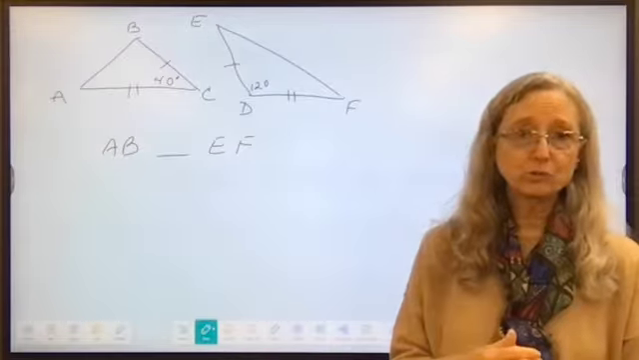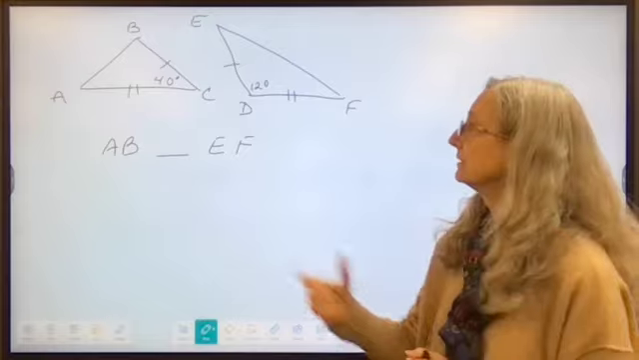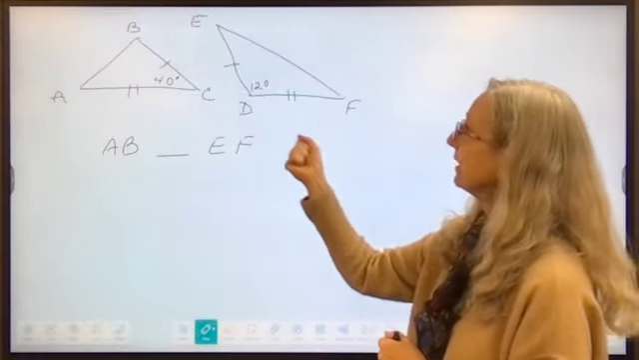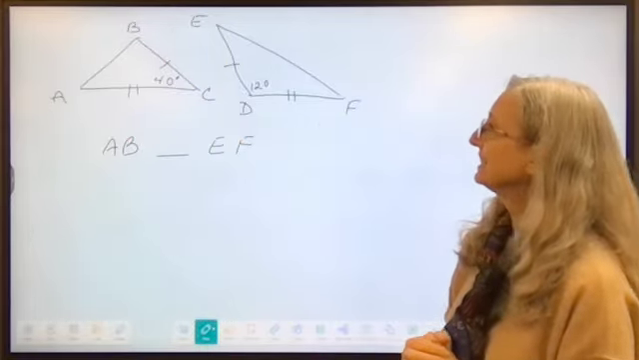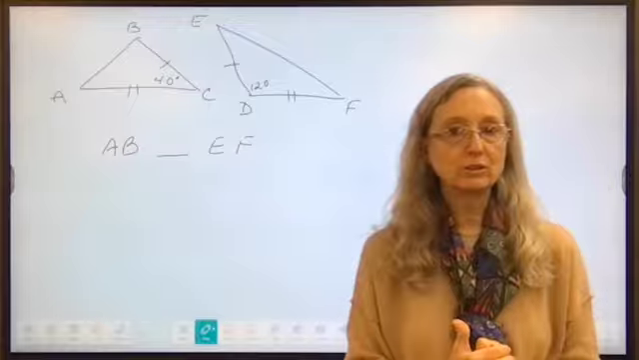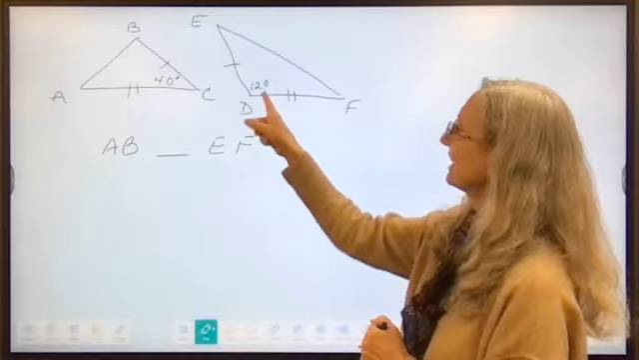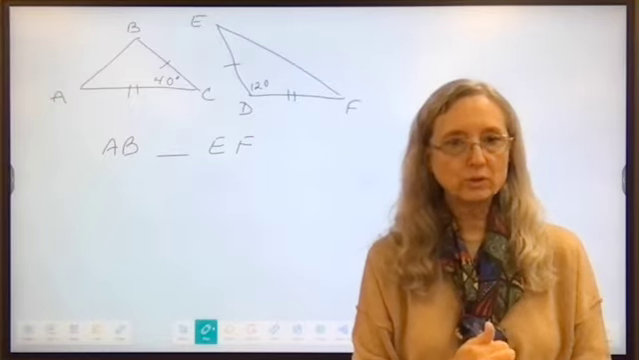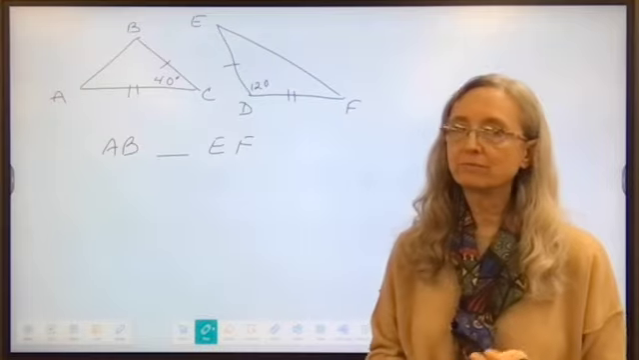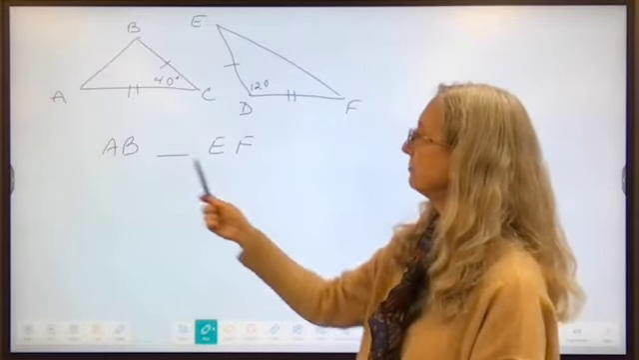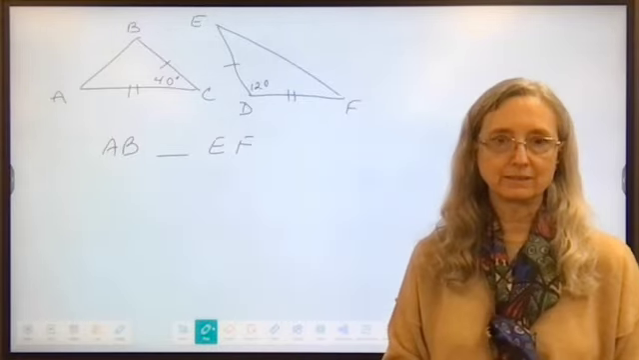Notice they have two congruent sides. AC is congruent to DF, BC is congruent to ED. The included angles are not the same. This angle C is 40 degrees, angle D is 120 degrees. Based on all that information, how are AB and EF related?